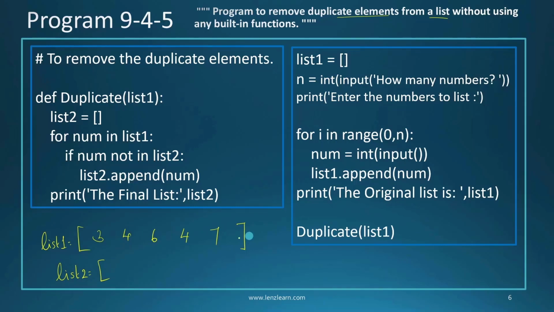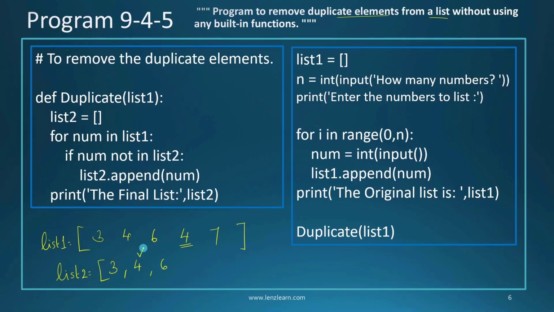And what I'm going to do in this program is that I will just copy one value at a time into this list 2. And when I copy, I will just make sure that the element is not available in list 2, then only that element will be copied. Otherwise, I will just skip that element. So first 3 will be copied because it is not available in list 2. After that 4 will be copied. After that 6 will be copied. And now we come to the next 4. So this 4 is our duplicate element, right? So when I try to copy this 4, I will check whether 4 is already available in list 2.